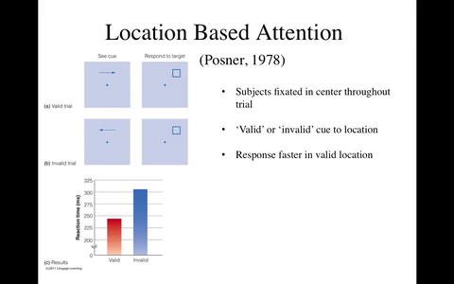And the general finding was that if it was a trial where there was a valid cue, reaction time was quicker in responding to the stimulus. And the idea is that people are processing that information in the location even prior to the target showing up, and they're doing this in a covert attention kind of way. So this is evidence that people can pay attention to locations and that this can speed up their ability to process information there.